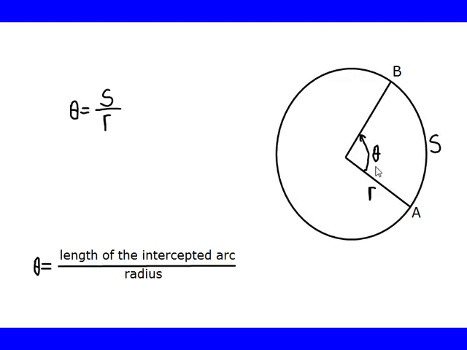So angle theta, in terms of radians, is equal to the length of arc AB, whatever that is, divided by the length of the radius. Once again, angle theta, in terms of radians, is equal to the length of the intercepted arc divided by the radius. So please remember this formula, and we will see its use very shortly.